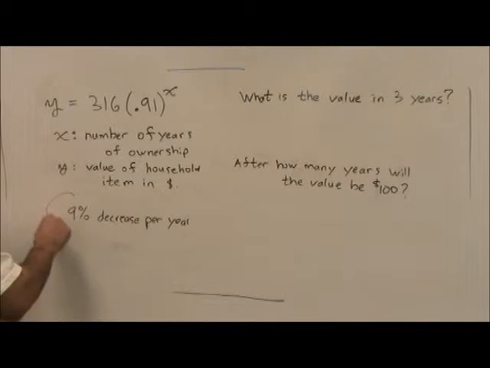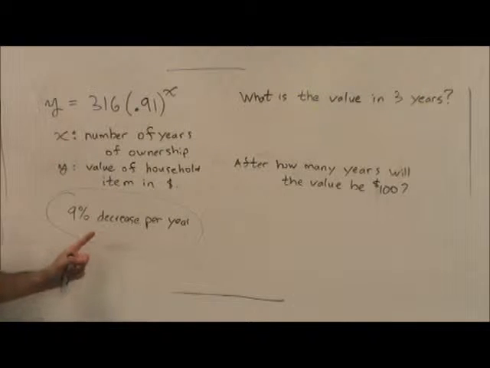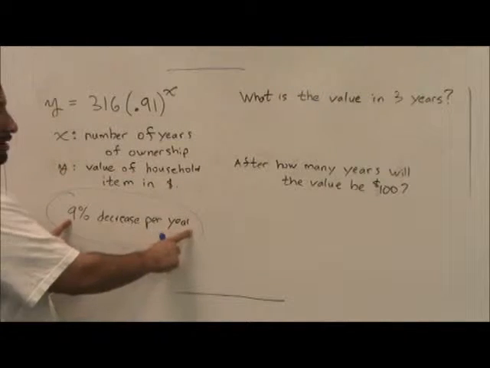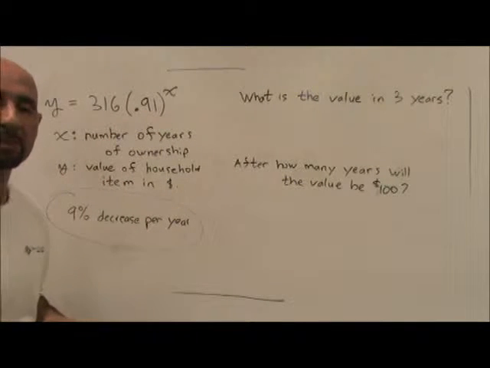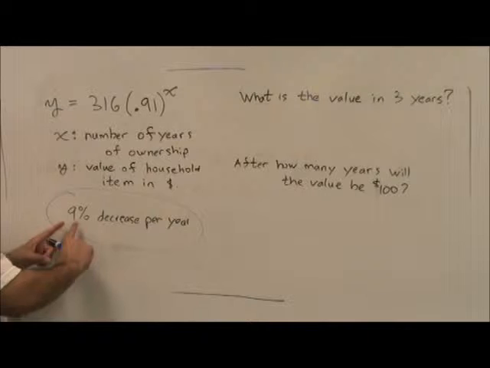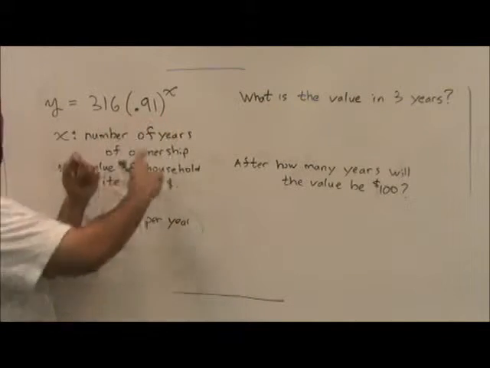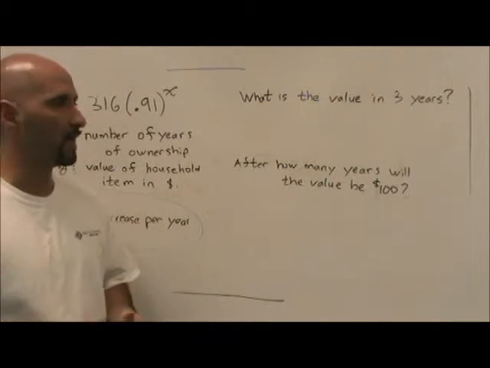As you read, be careful that if you read this in a problem, don't say, oh, 0.09 is the decay factor. Well, no, you have to relate this and determine what the base would be for a corresponding percent decrease per year. So in this scenario, 9% decrease means a 0.91 base. Make sure you see that.